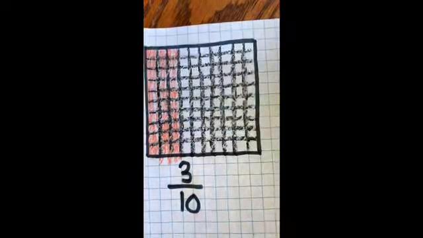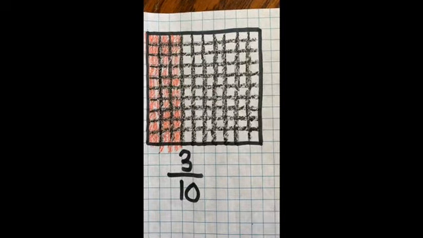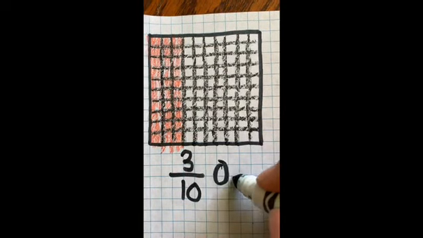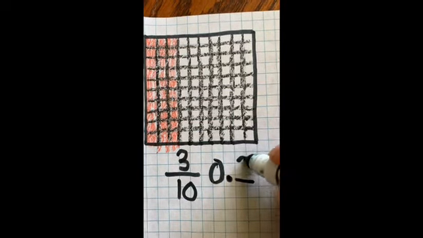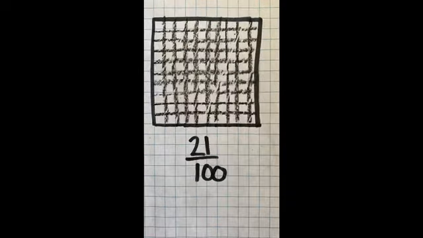If I wanted to write that as a decimal, I'm ending in the tenths. So I have 0 whole blocks filled in, put my decimal, I'm in the tenths. I simply write a 3/10.